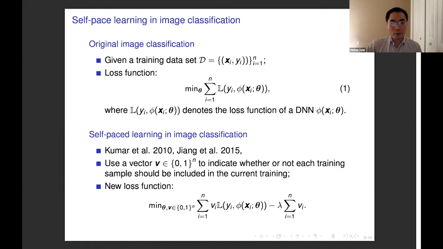So the lambda is a positive number such that we can consider it as a reward when we consider the example xi. For example, if we let vi as 1, then we have a reward lambda to reduce the objective function. If we take vi as 0, then we don't have this reward. So this is the original self-paced learning model proposed several years ago.